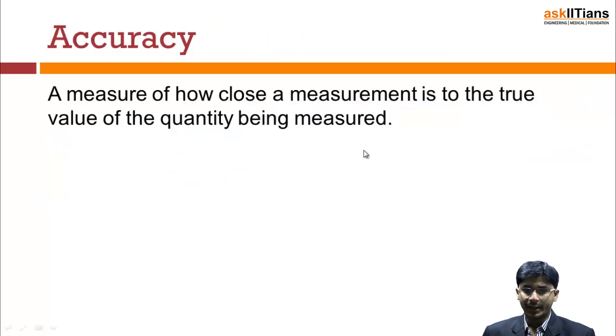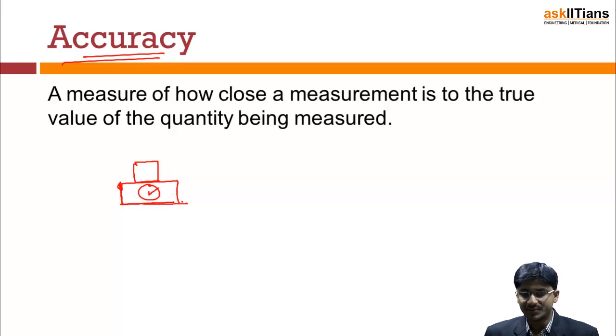Now, a measure of how close a measurement is to the true value of the quantity being measured is called the accuracy. Suppose there is a block, and you put it on a measuring balance. I am assuming that this balance is a very standard balance. It measures the correct value. Suppose this gives me that this mass is 5 kg.